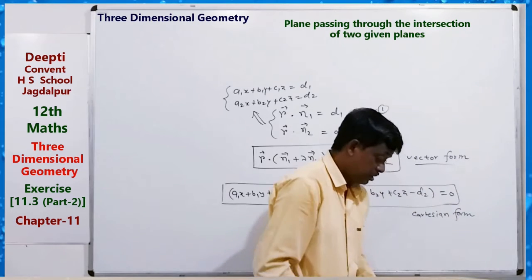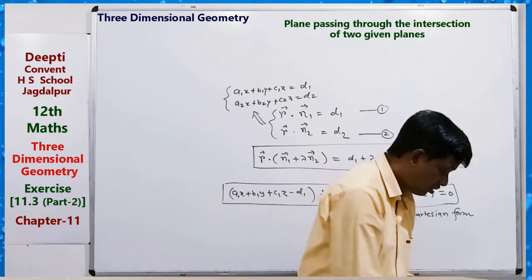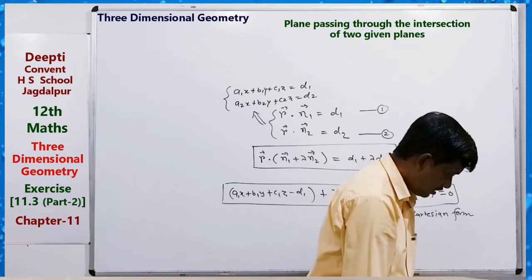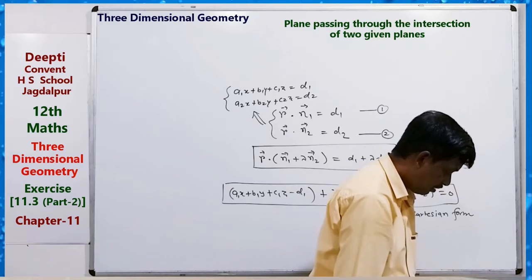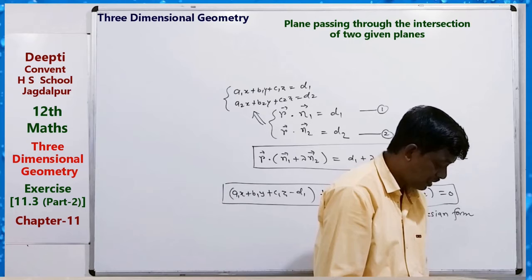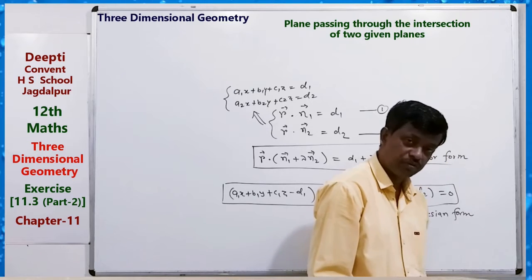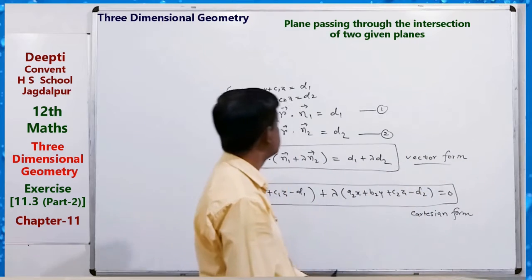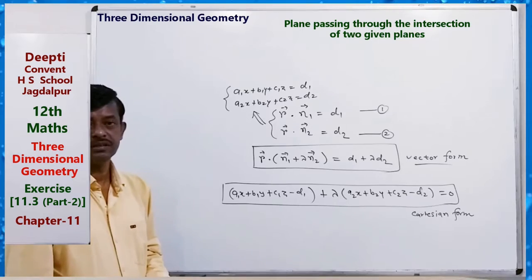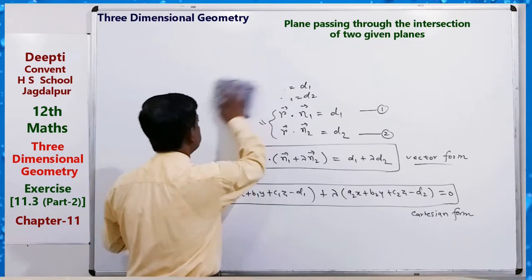Now there are two three concepts: angle between line and plane, distance of a point from a plane. So just remember this formula. Okay, so this is the plane passing through the intersection of two planes.